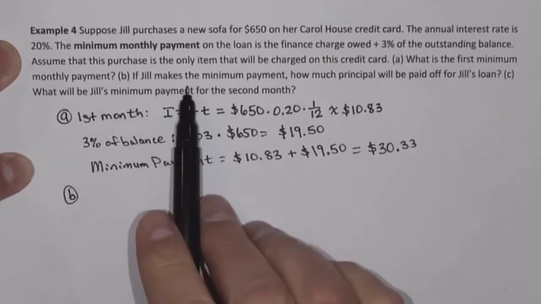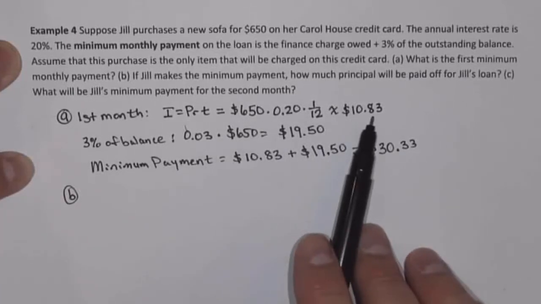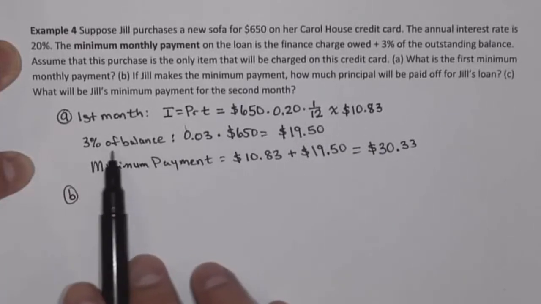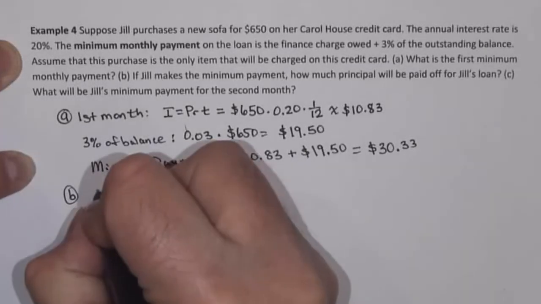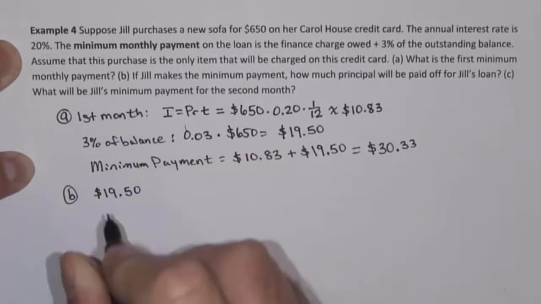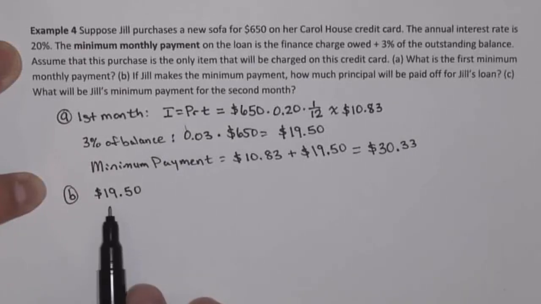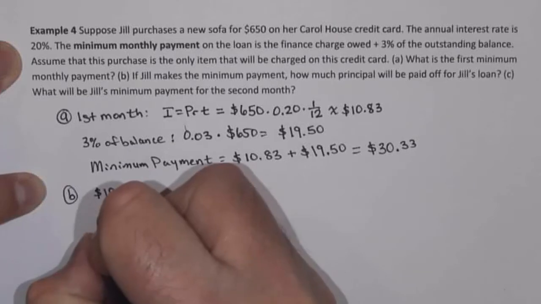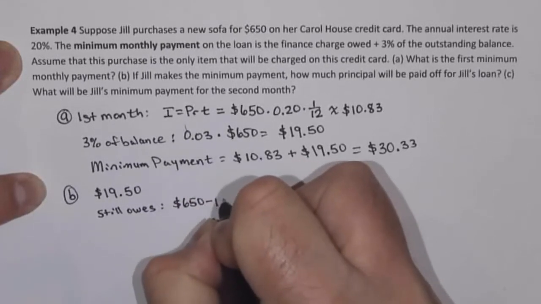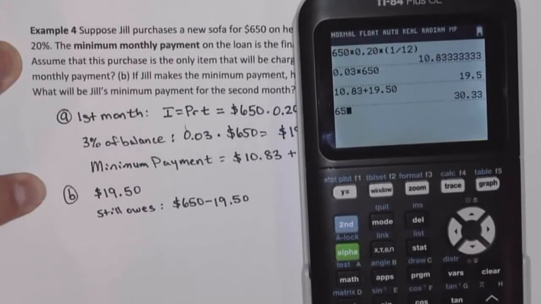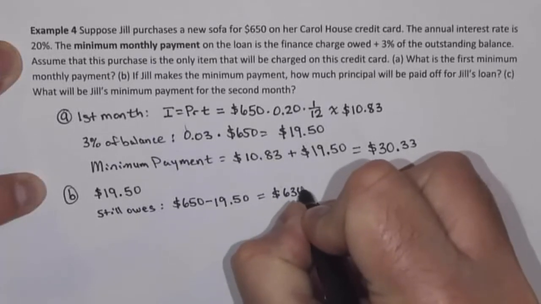Question B. If Jill makes the minimum payment, how much principal will be paid off for Jill's loan? Well, the $10.83 is because of the interest on the $650 for that month. So the 3% of the $650, that's going towards the balance. So if she only pays the minimum payment, then the $19.50 is the amount that's going towards the principal. So that's the answer to part B. How much will be paid off for Jill's loan? So only $19.50 is paid off, which means she's still going to owe $650 minus the $19.50. So if we take $650 minus the $19.50, that's $630.50 that Jill still owes.